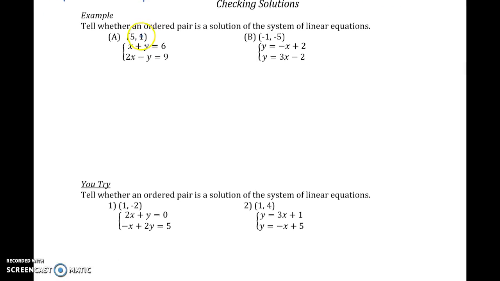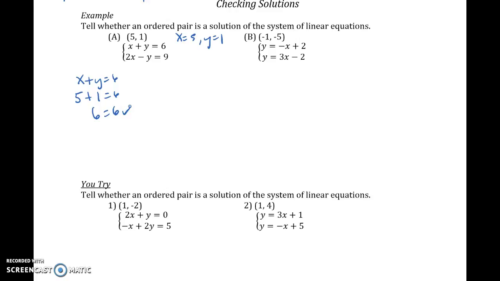So we have 5 comma 1, so that means x equals 5, y equals 1 here. And I just want to check both equations. So I've got x plus y equals 6. Plug in your value. So 5 plus 1 is 6. That checks, and that's beautiful.